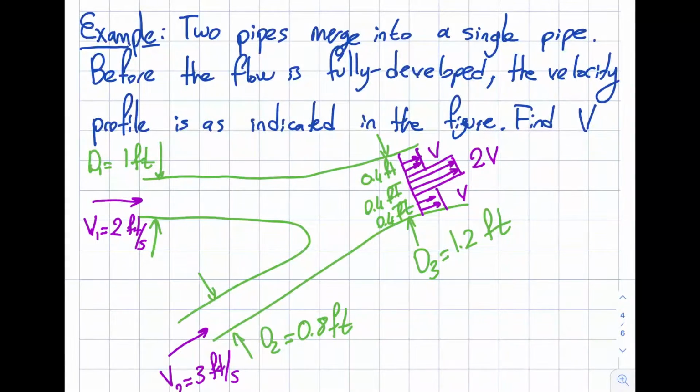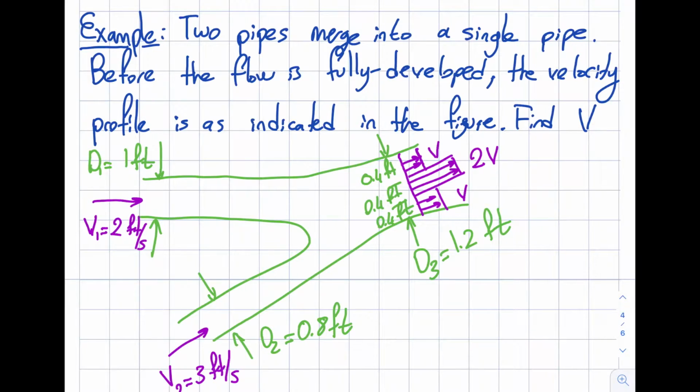Alright, let's do an example for the conservation of mass. Here's what the question statement reads. Two pipes merge into a single pipe. So I have this pipe over here like that, and I have another pipe over here, and they just connected like this. Okay.